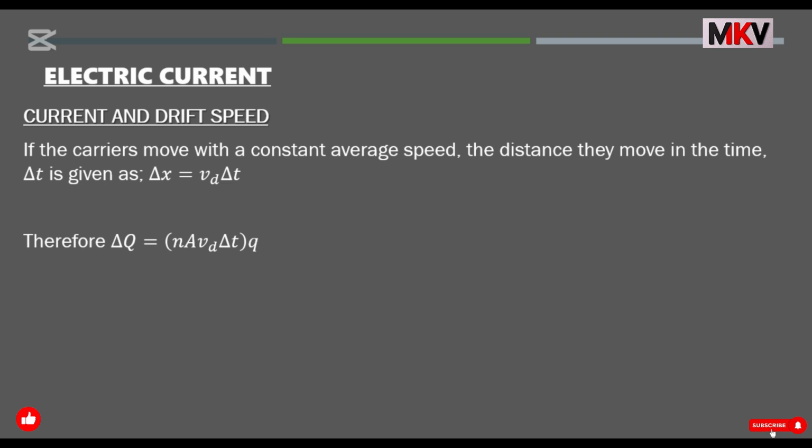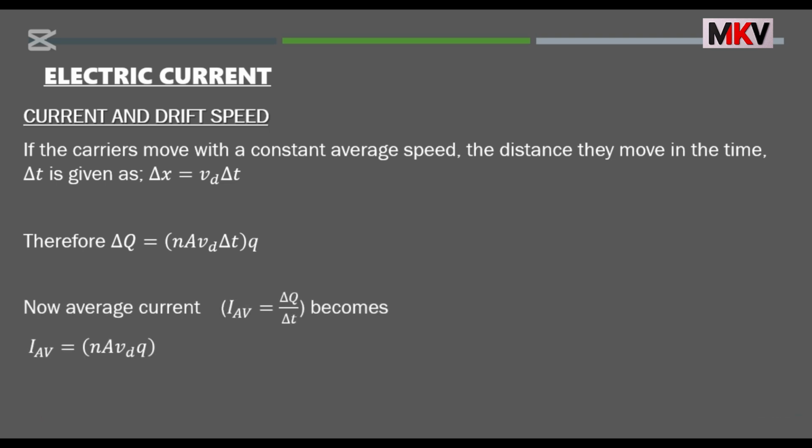Therefore, our average current, which was previously equal to change in Q over change in t, now becomes N times A times Vd times Q. So we substitute our change in Q, which we had found, into this equation. After the substitution, the change in t cancels, leaving us with this equation. So we take note of equation 2.